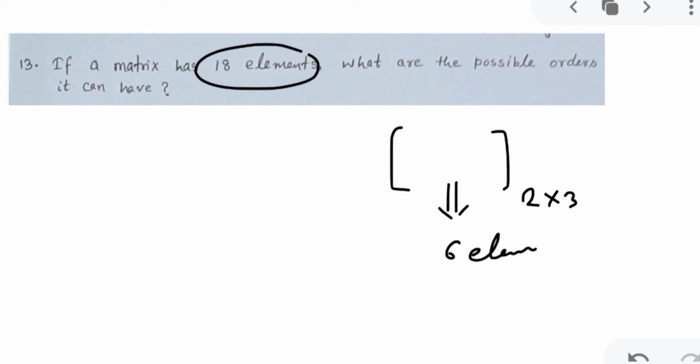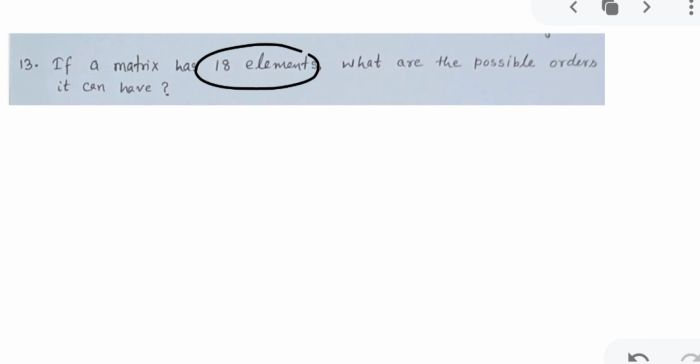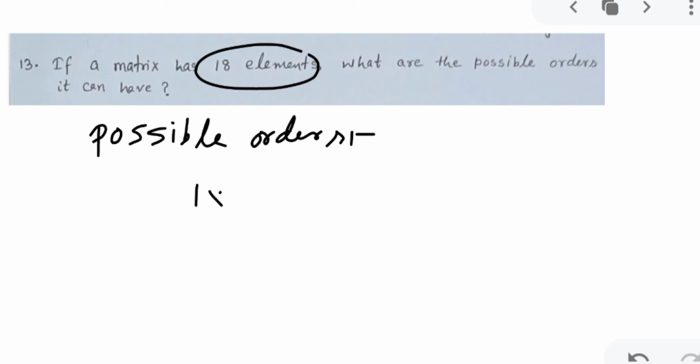Okay, so in this question 13 it is given that the matrix has 18 elements. So how will I find the possible orders? The answer will be the possible orders. The possible orders of the matrix will be: the first possibility is 1 into 18, correct? Then the second possibility is 2 into 9. Then 3 into 6, because 3 into 6 is 18, 2 into 9 is 18, 1 into 18 is 18. Similarly 4, 18 is not divisible by 4, or by 5, no.